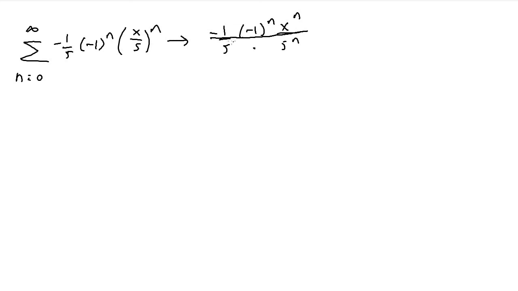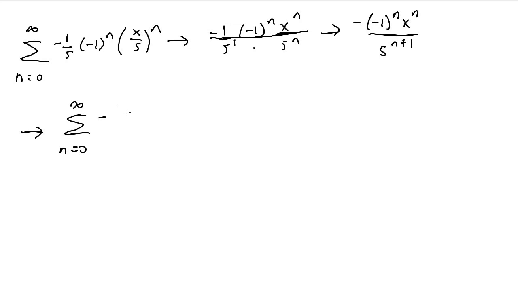So notice how 5 is basically 5 to the first times 5 to the n. Since they have the same base and they're being multiplied, we can add the powers. So I'm going to rewrite this as negative 1 times negative 1 to the n times x to the n over 5 to the n plus 1. So we have the series from n equals 0 to infinity of negative 1 times negative 1 to the n x to the n over 5 to the n plus 1.